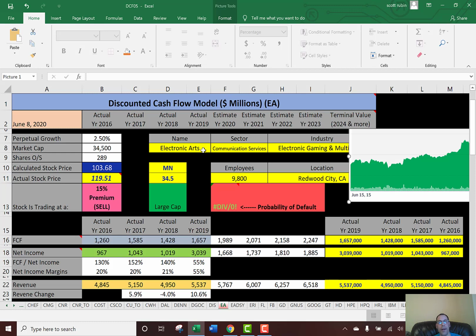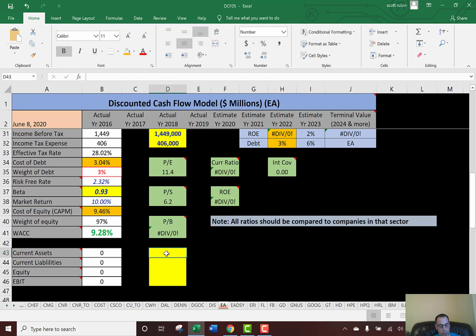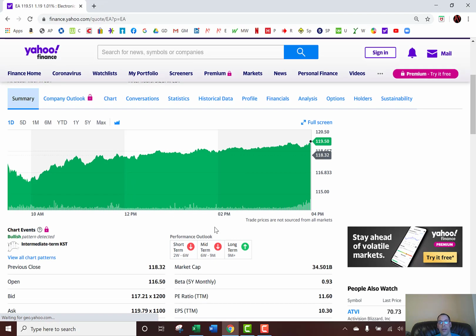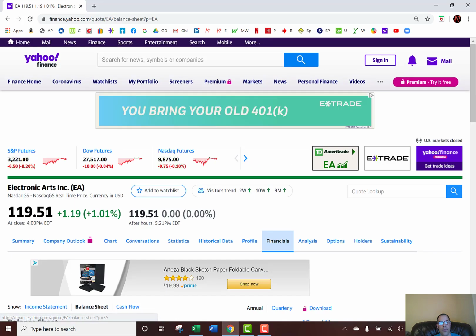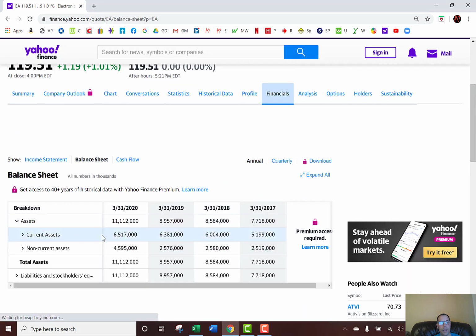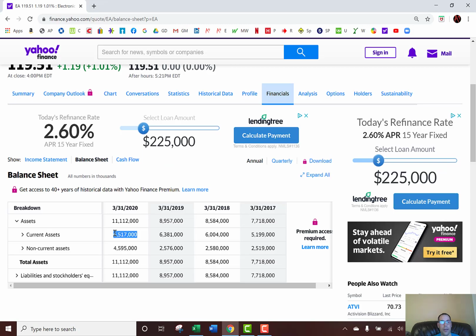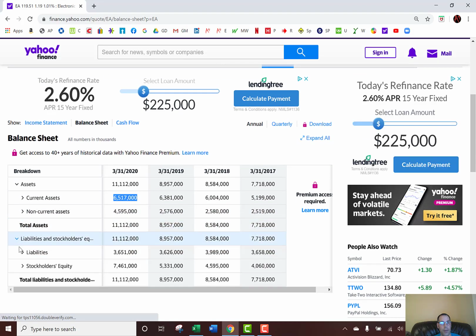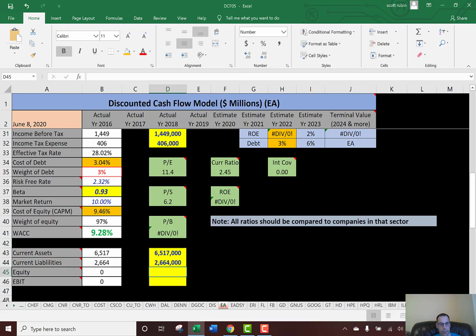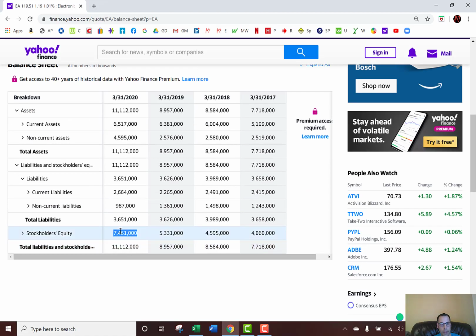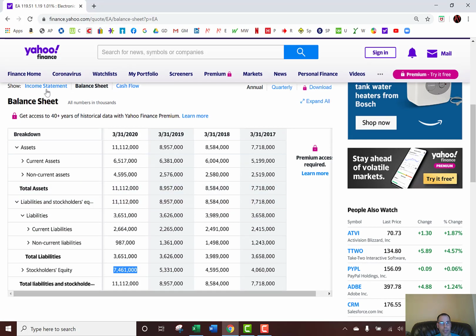Let's look at the financial ratios of the company and see how they stand up. So we need some more information from the balance sheet. So we need the current assets. That's $6.5 billion. And now the current liabilities, which is $2.7 billion. The equity, which is $7.5 billion. And the EBIT, the earnings before interest and taxes.